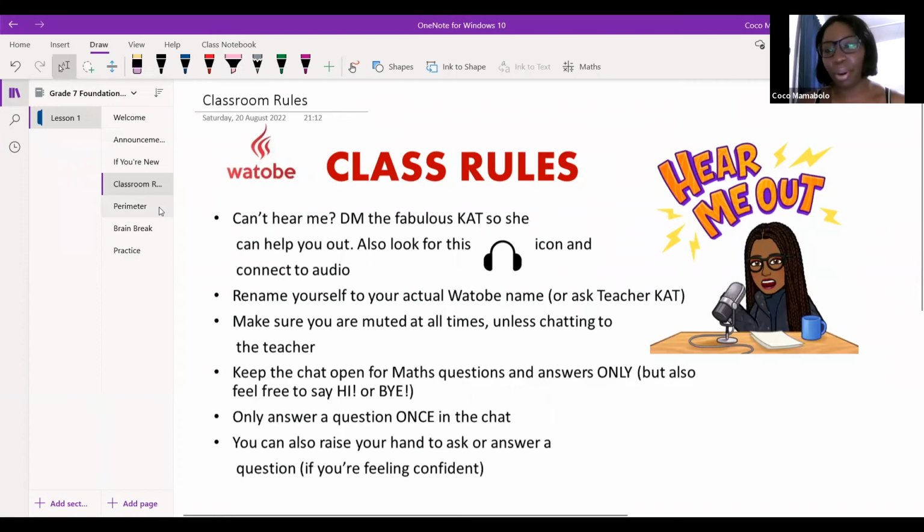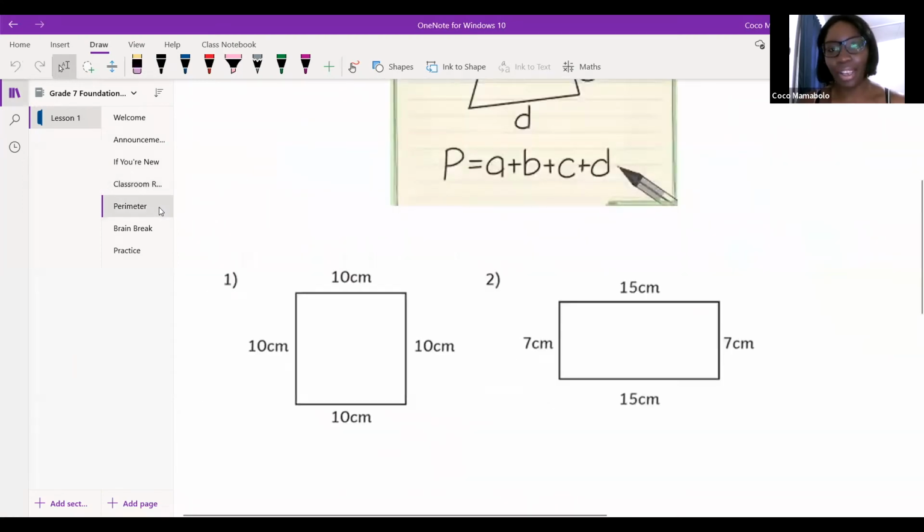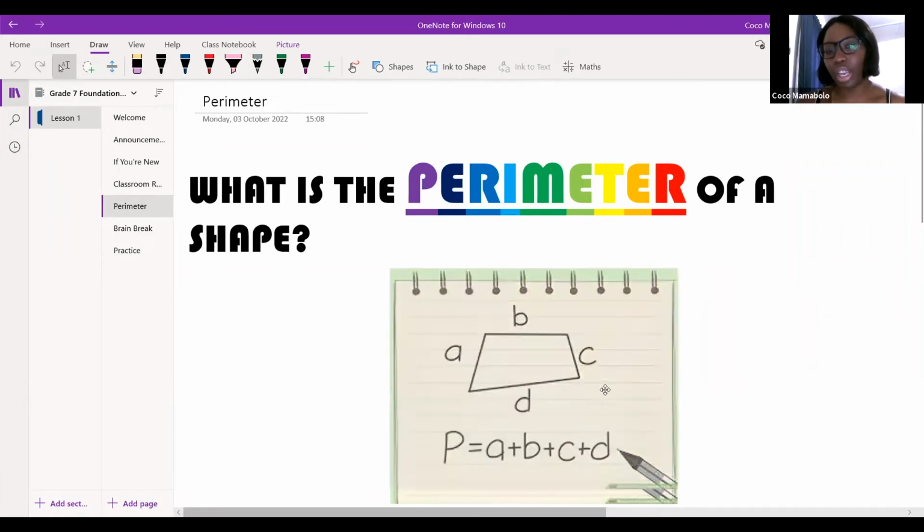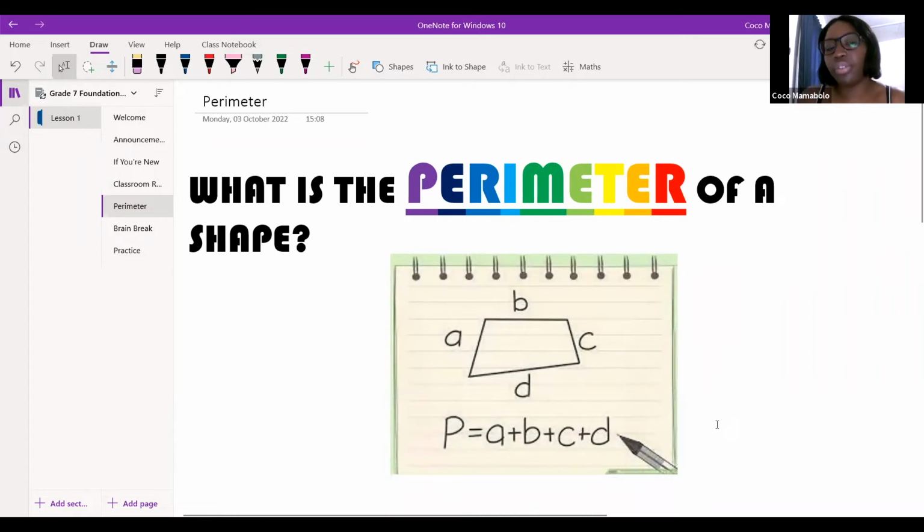Going to be learning about perimeter. Okay, we're going to be learning about the perimeter of shapes. Does anybody know, who can put their hand up and tell me, what is the perimeter of a shape? Does any one of you guys know? Or you can type it in the chat if you just want me to have a look at it in the chat.